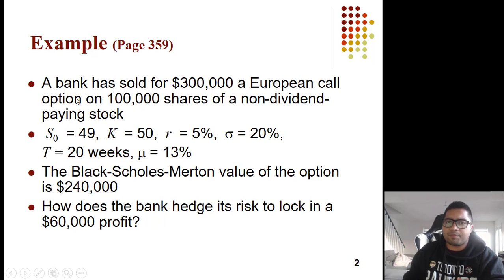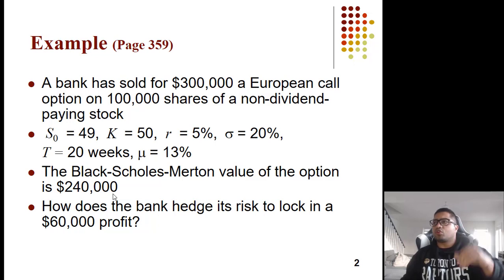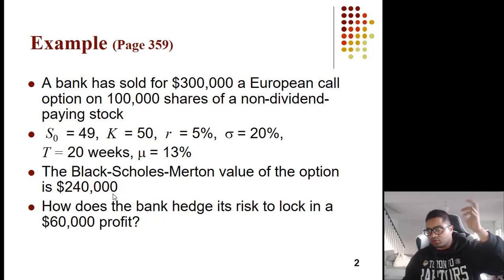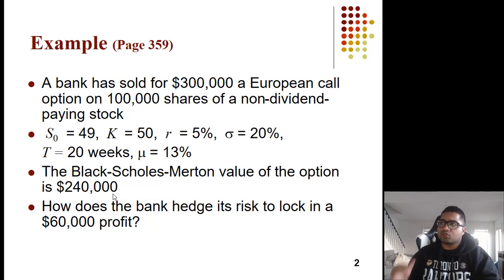So what is happening? A bank has sold 300,000 European call options on 100,000 shares of a non-dividend paying stock. So you have all these details. You can compute the value per option, and then the total value, which is 240,000. So you have sold a call. Each time the stock moves up, you lose value. Each time it moves down, you gain value. So you do not want the stock to move up.